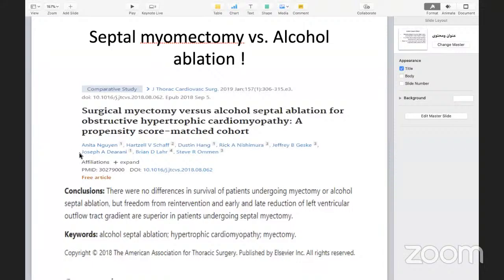So I searched about that, and I found an article saying that there was no difference in survival between patients undergoing myectomy or alcohol ablation, but freedom from re-intervention and early and late reduction of LV outflow tract gradient are superior in patients undergoing septal myectomy. And you can comment on that, guys, at the end of the lecture. So I was more convinced by the surgery, but again, I will be biased because I'm still a junior. I'm not experienced in this.